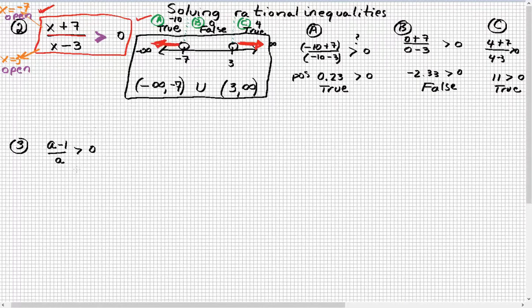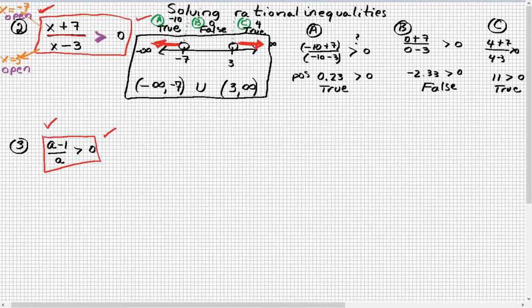All right, with this problem, let's see. (a - 1)/a, is it greater than 0? Here we go. All right, do we have 0 on the right? Check. Do we have one term on the left? Check. All right, so this is the one that we're going to use when we do the testing.